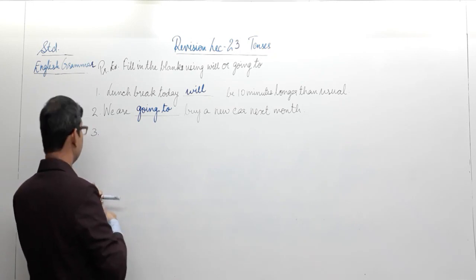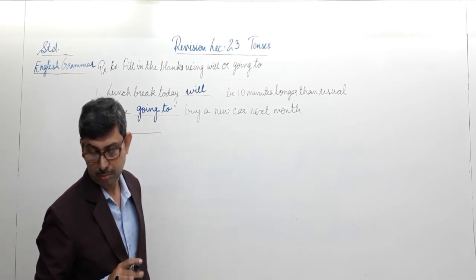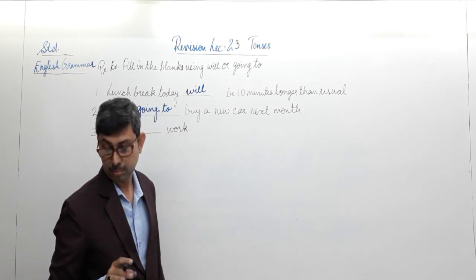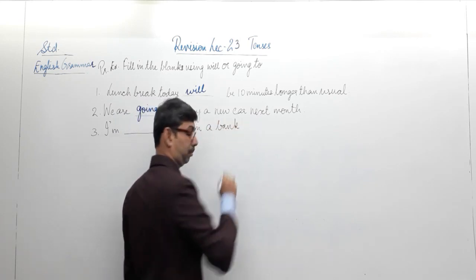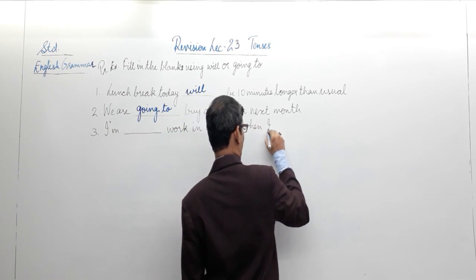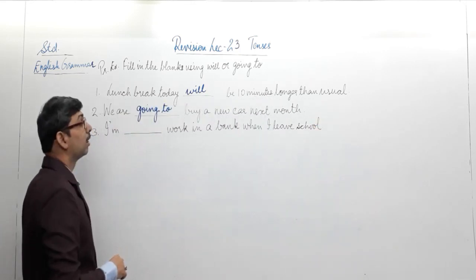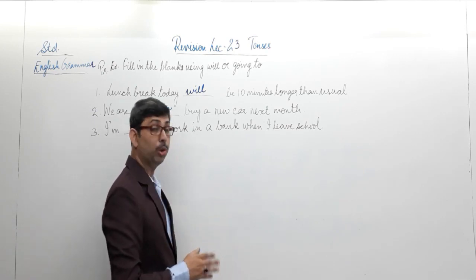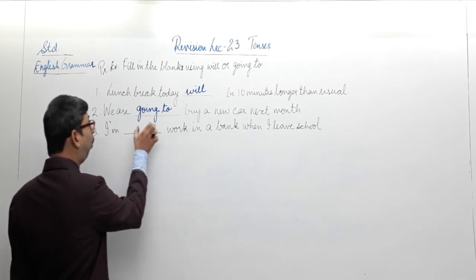I'm dash work in a bank when I leave school. Well, what is being expressed in this sentence? I am dash work in a bank when I leave school. So you are trying to convey the idea that when you finish school, when you complete your schooling, or when you leave school, you are having an intention, you are having a plan to work in the bank.